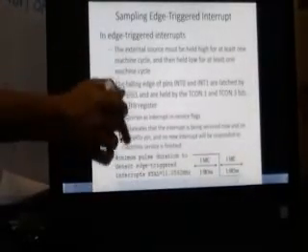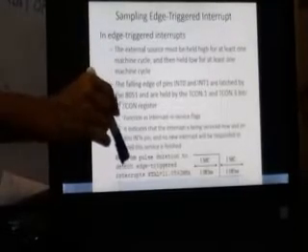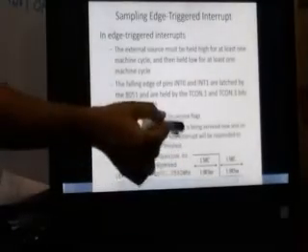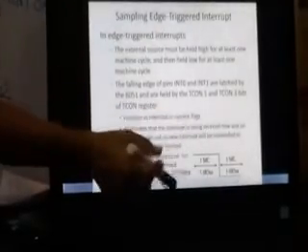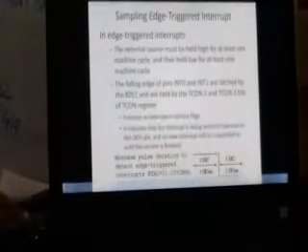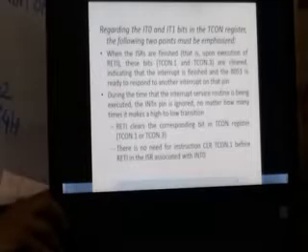In level triggered interrupts, we had seen that the level should remain low for 4 machine cycles. I hope you remember yesterday's lecture, in which I told you that for sampling the level triggered interrupt we require 4 machine cycles. For sampling an edge triggered interrupt, 2 machine cycles: 1 machine cycle high, 1 machine cycle low. This is what you should remember about the sampling of edge triggered interrupts.